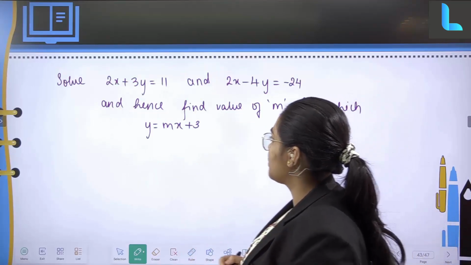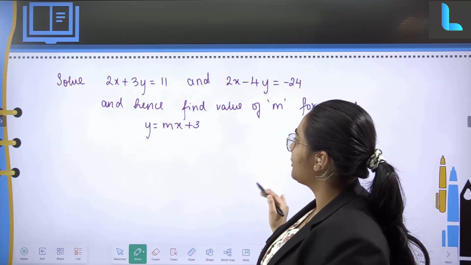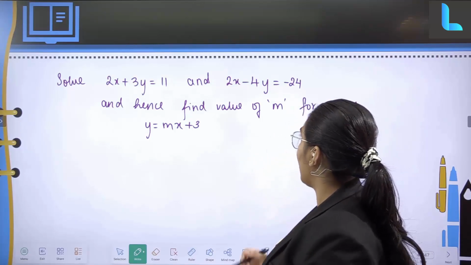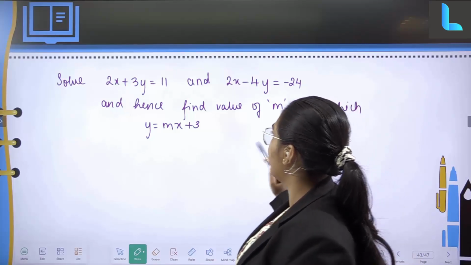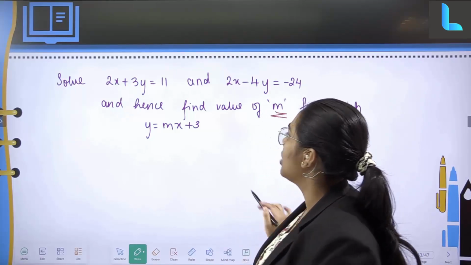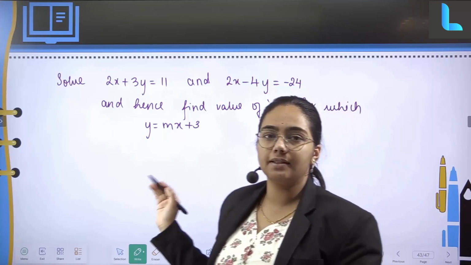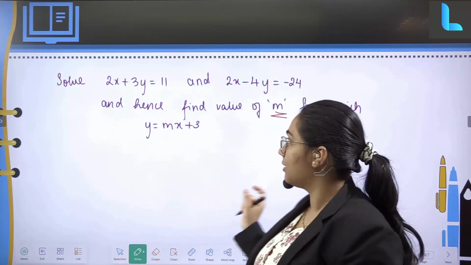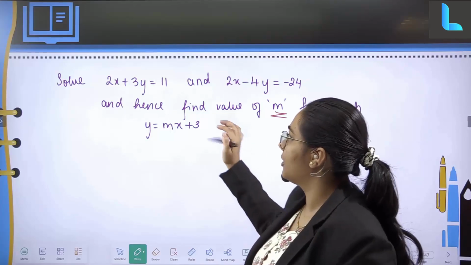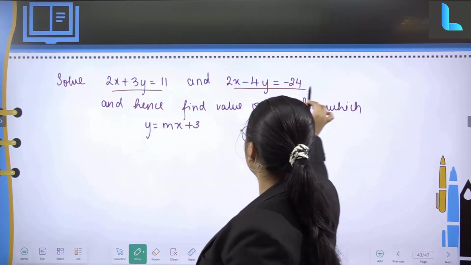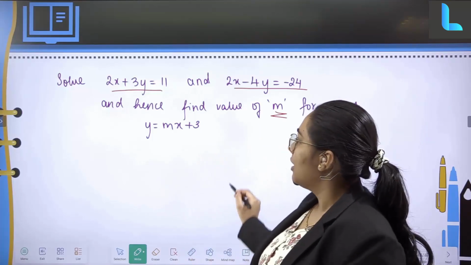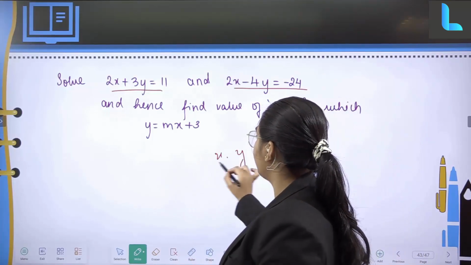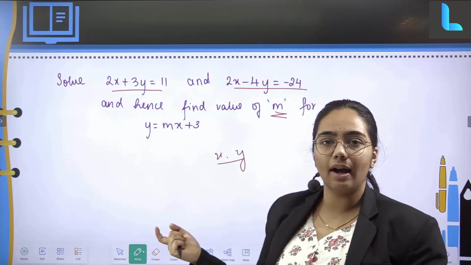Right. Next question: solve 2x plus 3y is equal to 11 and 2x minus y is equal to minus 24, and hence find the value of m for which y is equal to mx plus 3. So what is unique in this particular question? First and foremost, you just have to solve these two equations using any method. Once you get the values of x and y, what is the next thing you have to find out?